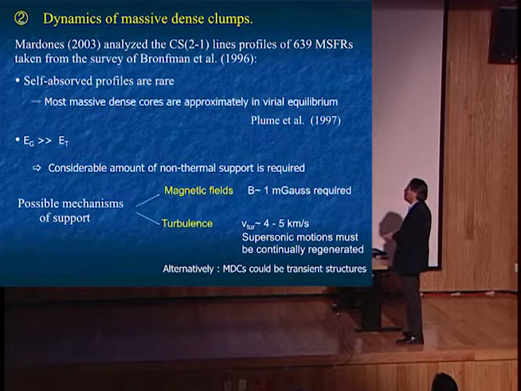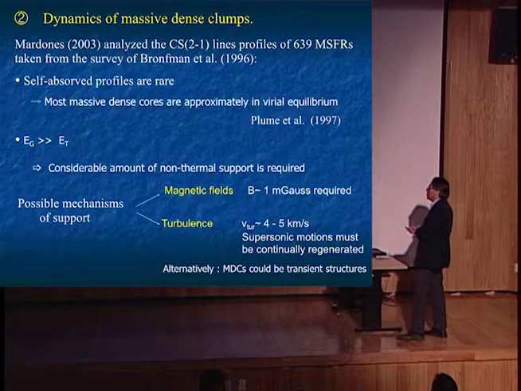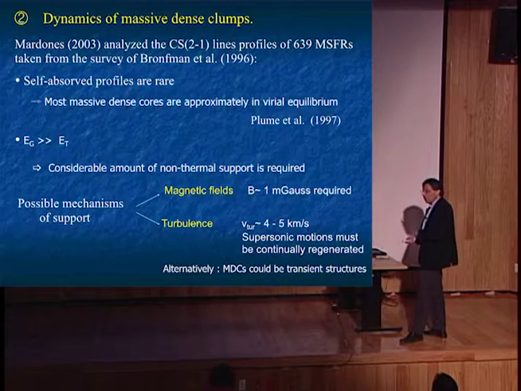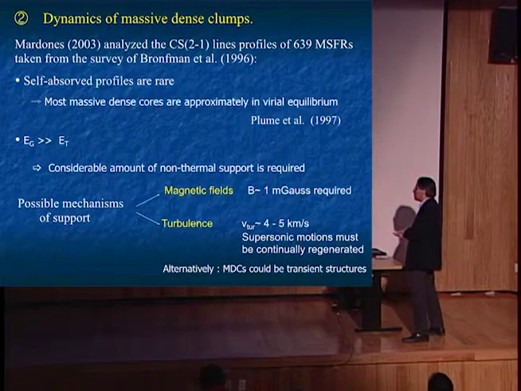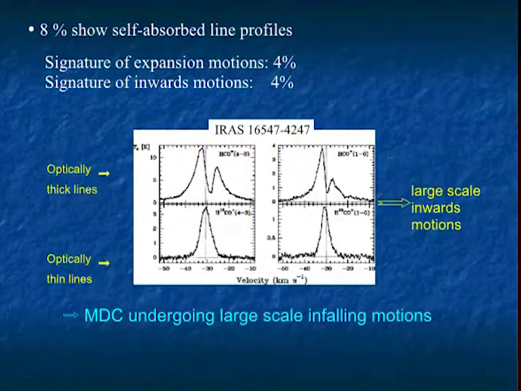Possible mechanisms of support are magnetic fields, and you require for this kind of molecular structure about 1 milligauss, or it could be turbulence, and you need turbulence velocities of about 4 to 5 kilometers per second and it must be continually generated. Or alternatively, as Lee told us, massive dense clouds could be transient structures. But 8% of those in the sample of Margones show self-absorbed profiles. In fact, 4% of them show signature of expansion and 4% signature of inward motion.